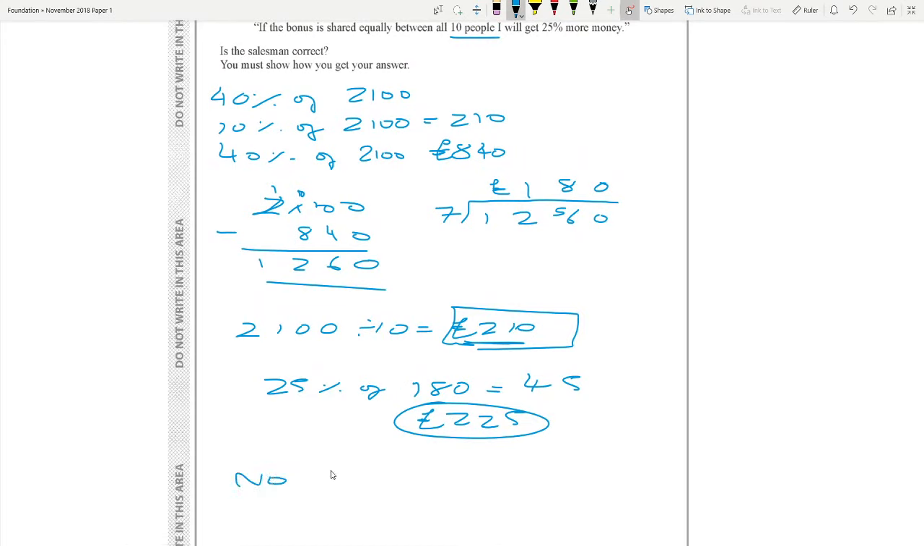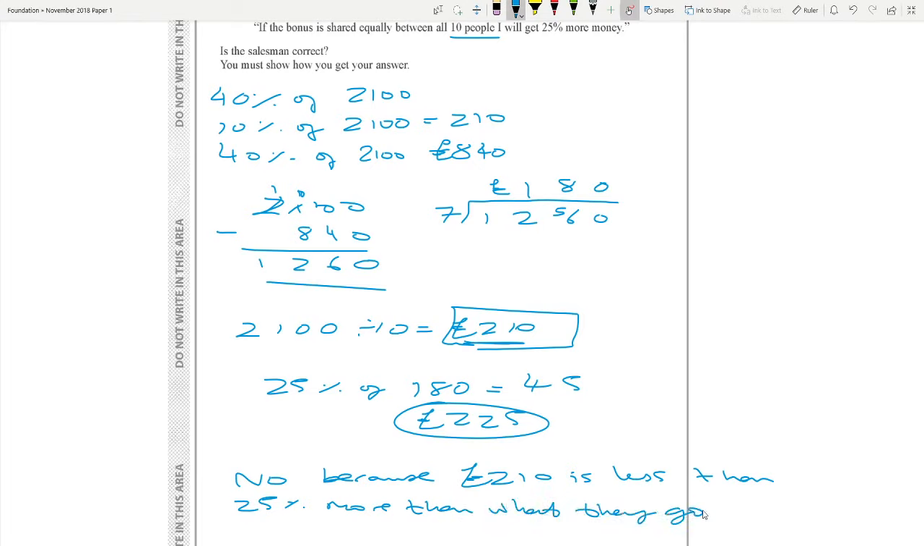Because £210 is less than 25% more than what they actually got. Yeah, well done, Suzanne, you got that. 225. Okay, let's finish off with that sentence at the end.